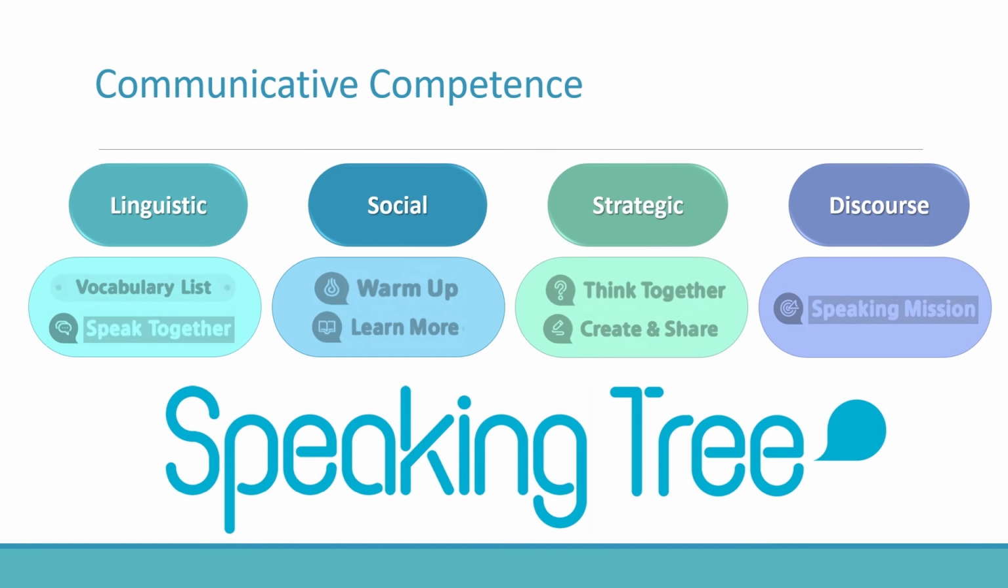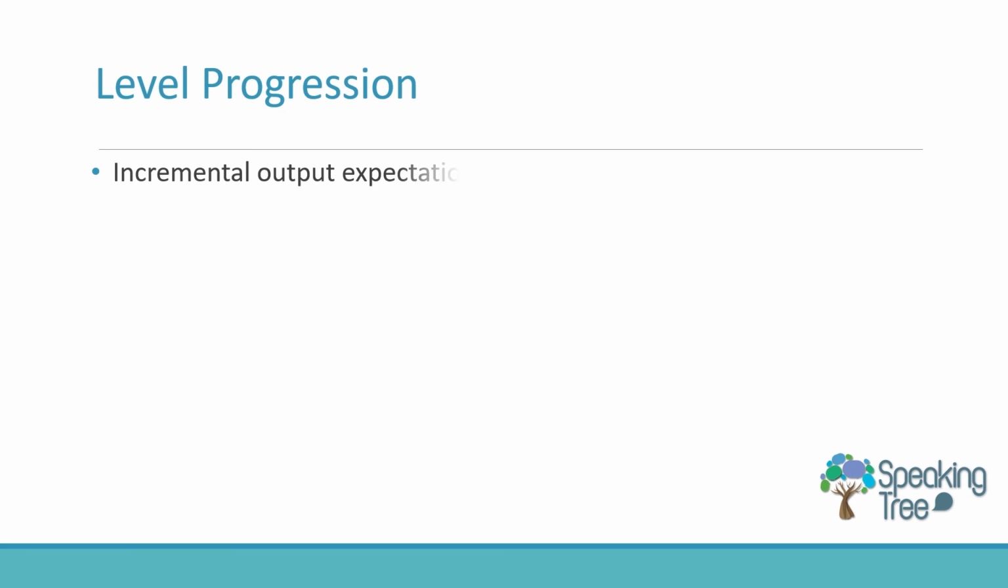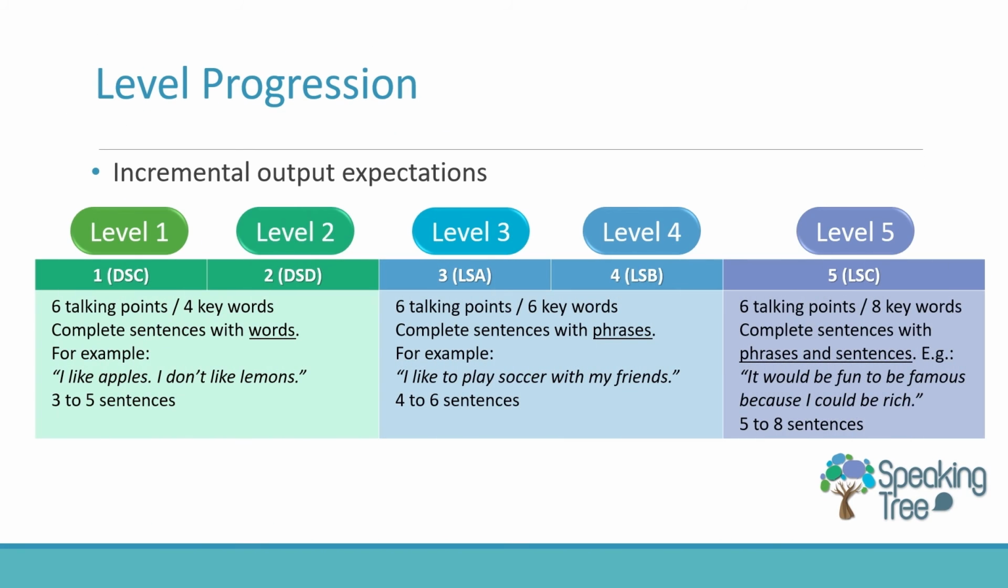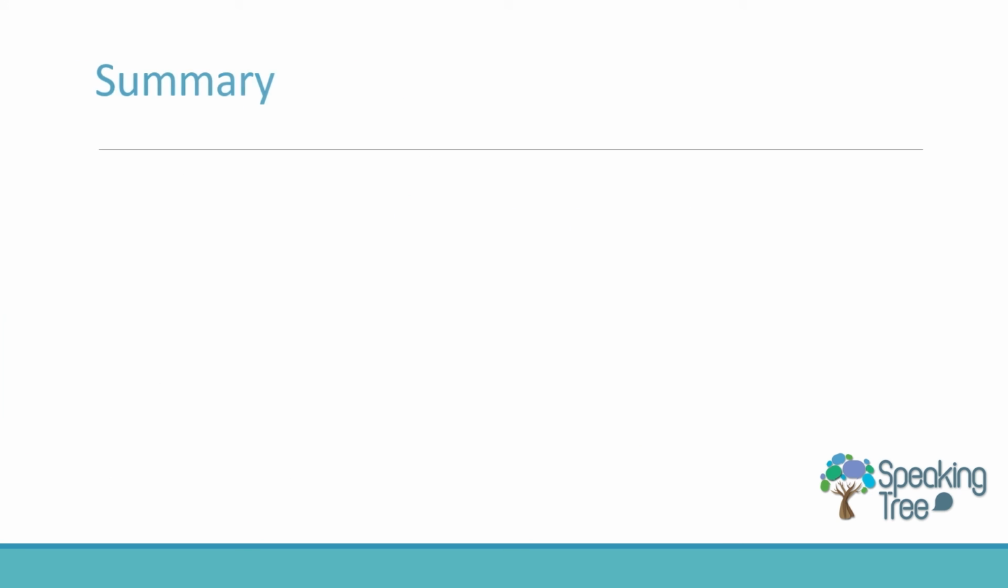The course book components have been carefully planned to meet the criteria for communicative competence, as discussed in the Part 1 video. Furthermore, the level progression has incremental output expectations that span over a couple of levels. In this case, levels 1 and 2 have similar criteria, and levels 3 and 4 are also similar too. This allows for more practice time for students to achieve the learning stage goals.